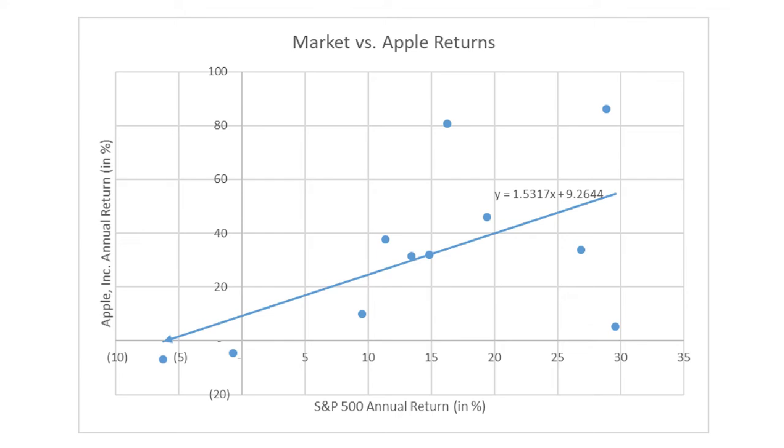Basically, Apple Inc. will move at a ratio of 1.53 times whatever happens to the S&P 500, either in the positive direction or in the negative direction, indicating that the market risk of Apple Inc. is 1.53 times the market risk of the market.